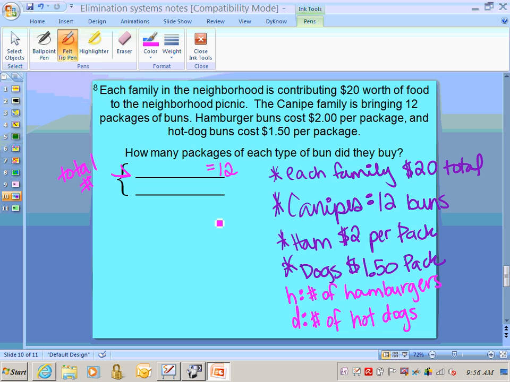If I'm counting up numbers of hamburger and hot dog buns, do I need to know the cost? If I know that I have 12 in my package, I've got a total of 12, does it matter how much they cost? No. All I need to know is that she brought hamburger and hot dog buns. So the number of my hamburgers plus the number of my dogs is going to total 12. Does that make sense? So then the second equation would need to be for total cost.